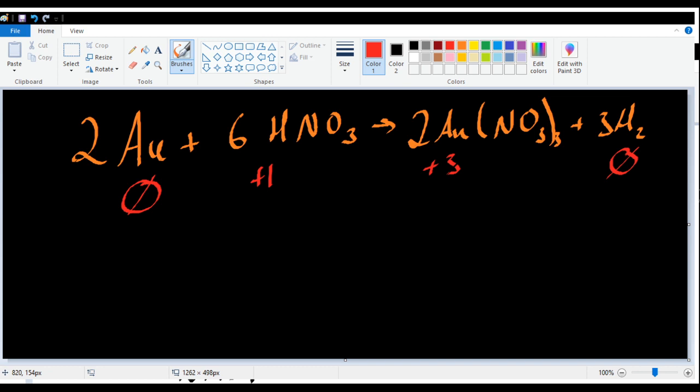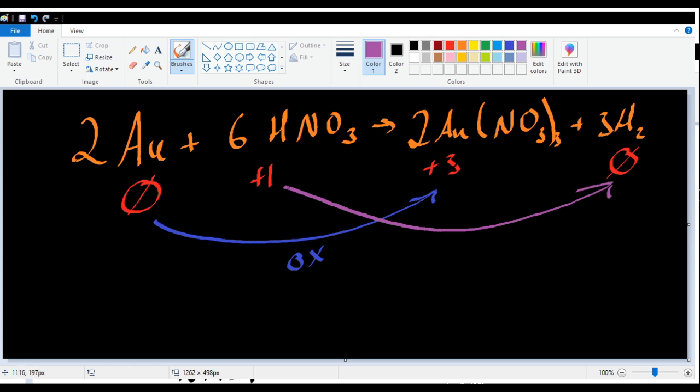Now, we can figure out the gold very easily there because nitrate is -1, and there are 3 of them, for a total of -3. The gold has to balance that out, making it +3. All right, so that means gold went from 0 to +3. It went up. That means it was oxidized. Hydrogen went from +1 down to 0. It was reduced.